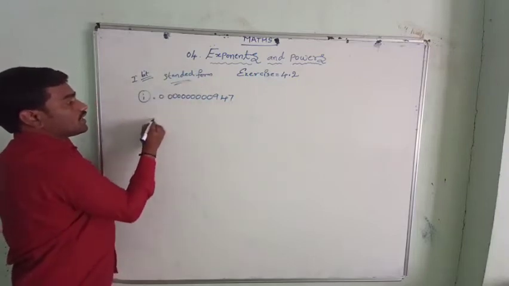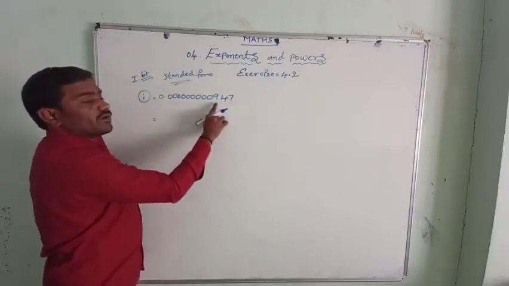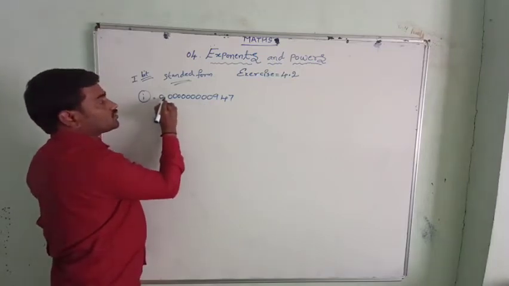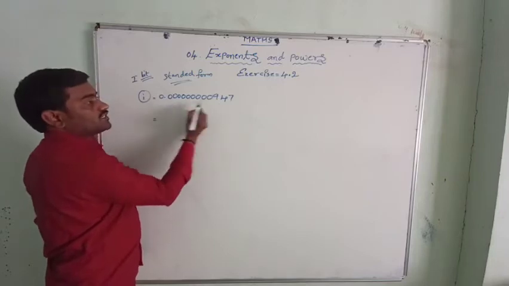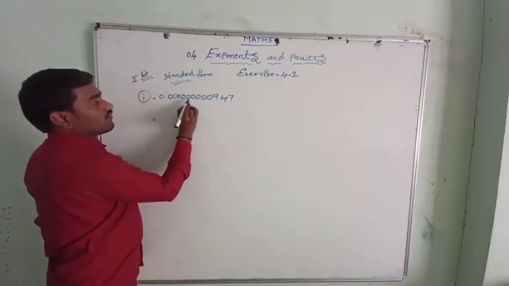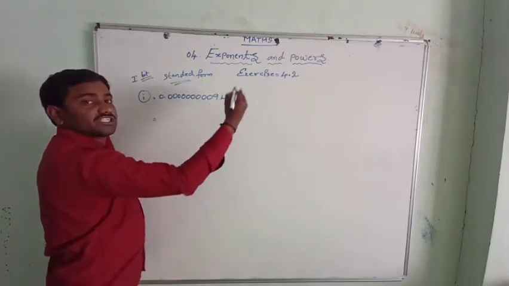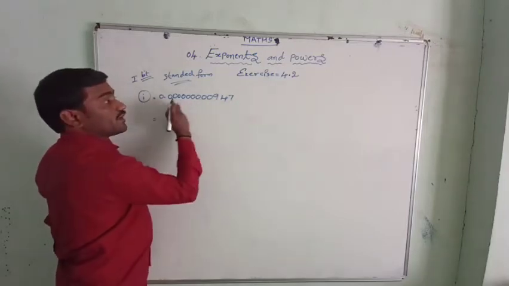Standard form means, as I already said, there should be one number in the integer part. So this decimal point should move till here. Just count how many digits there are: 1, 2, 3, 4, 5, 6, 7, 8, 9, 10. It has to move 10 places.